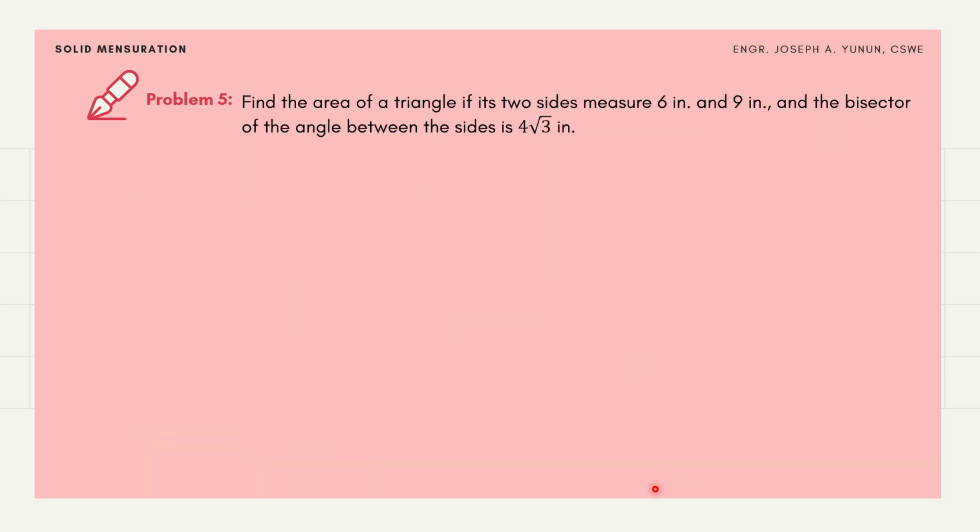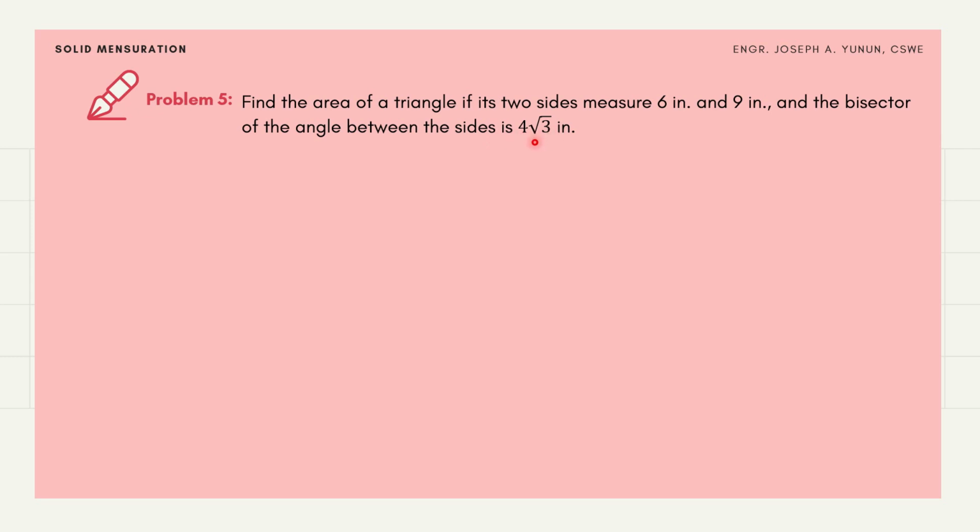Another problem. Problem number 5. Find the area of a triangle if its two sides measure 6 inches and 9 inches, and the bisector of the angle between the sides is 4 square root of 3 inches. So you have two sides given, and then you have this angle bisector, which is 4 square root of 3 inches.